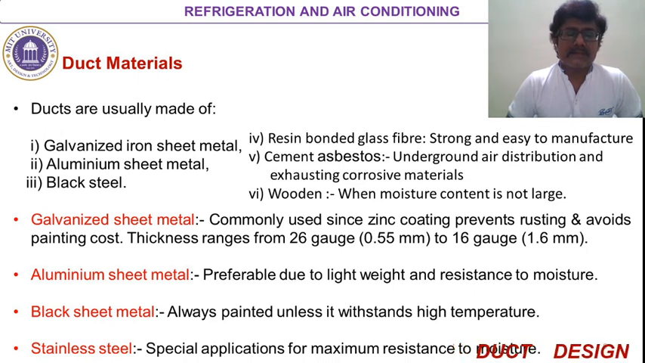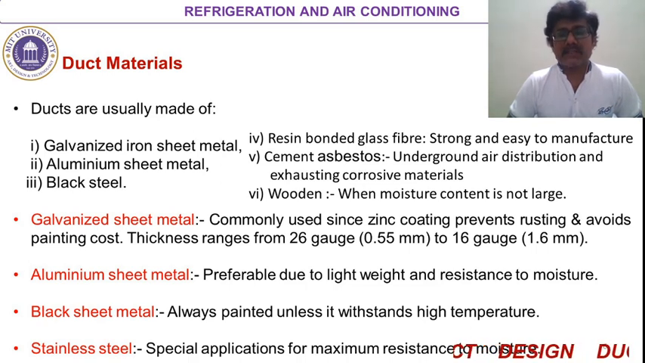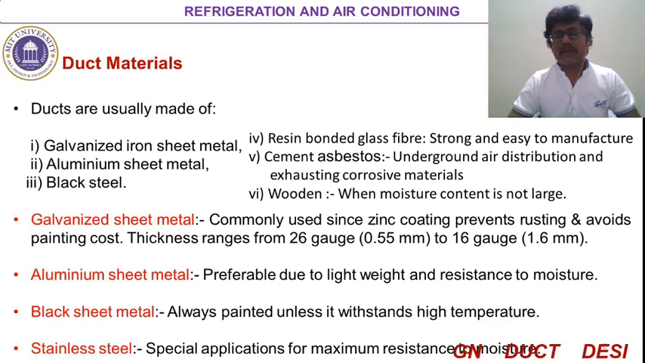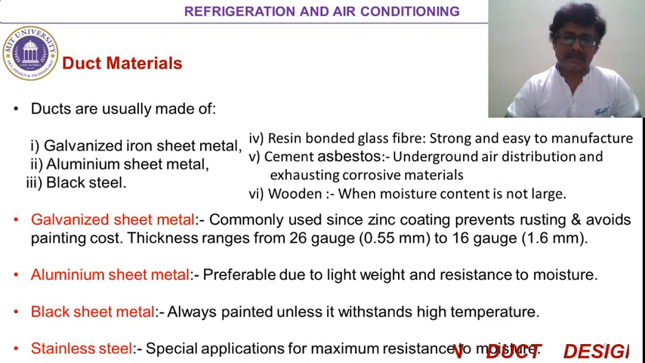On the left hand side, numbers 1, 2 and 3 are the metallic materials or sheets used for the construction of the duct, whereas numbers 4, 5 and 6 are the non-metallic materials used for the construction of the duct. So not all the time do we go for the metallic ducts or the non-metallic ducts. Depending upon the requirement of that particular air conditioning system, we will make an appropriate choice between the metallic duct materials or the non-metallic duct materials.